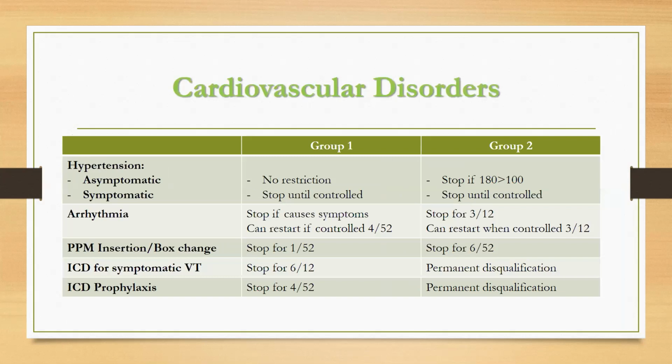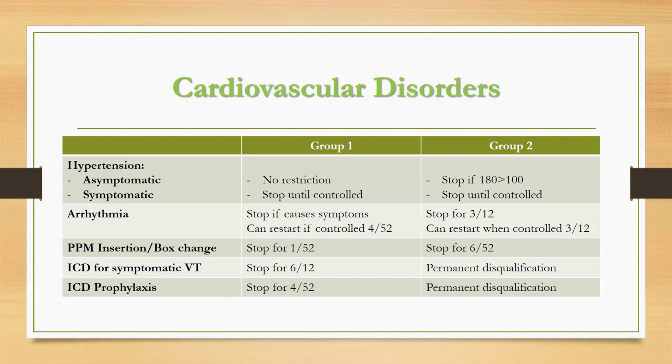The next group of conditions is the cardiovascular disorders. So we'll start with hypertension. If it is asymptomatic, there is no restriction for group 1. For group 2, the patient should stop driving if his blood pressure is higher than 180 over 100. If the patient has symptomatic hypertension, for group 1, he should stop driving till his condition is controlled, and the same for group 2.